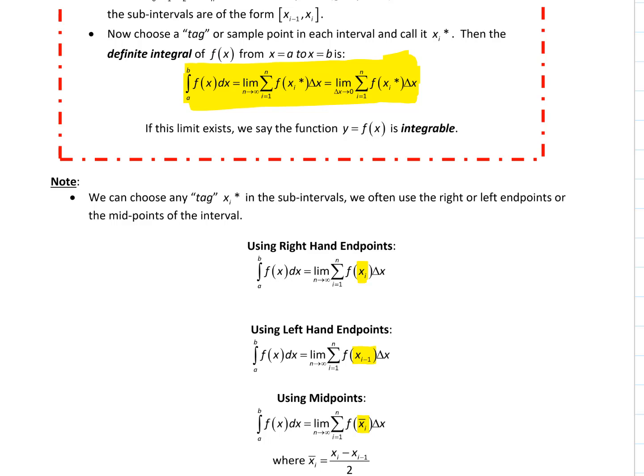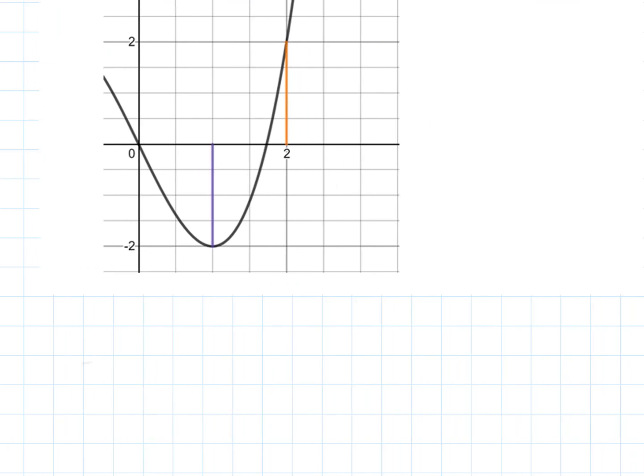Now, real quickly on this, we remember also for all of these that delta x, which is off the screen, it was at the top, is b minus a over n. And we can use that along with our starting point a to figure out what those endpoints should be. So let's go ahead and get into an example.